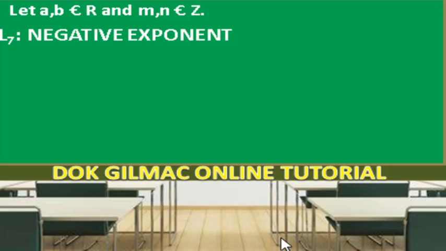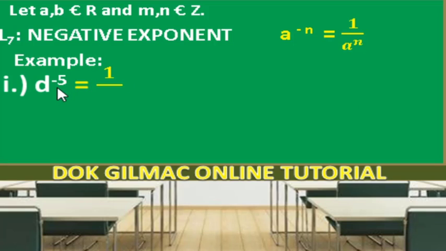Consider the negative exponent. That is, a raised to negative n is simply equal to 1 over a raised to n. Consider illustrative example. Number 1: d raised to negative 5 can be written as 1 over d raised to 5. Number 2: a raised to negative 8 is simply equal to 1 over a raised to 8.